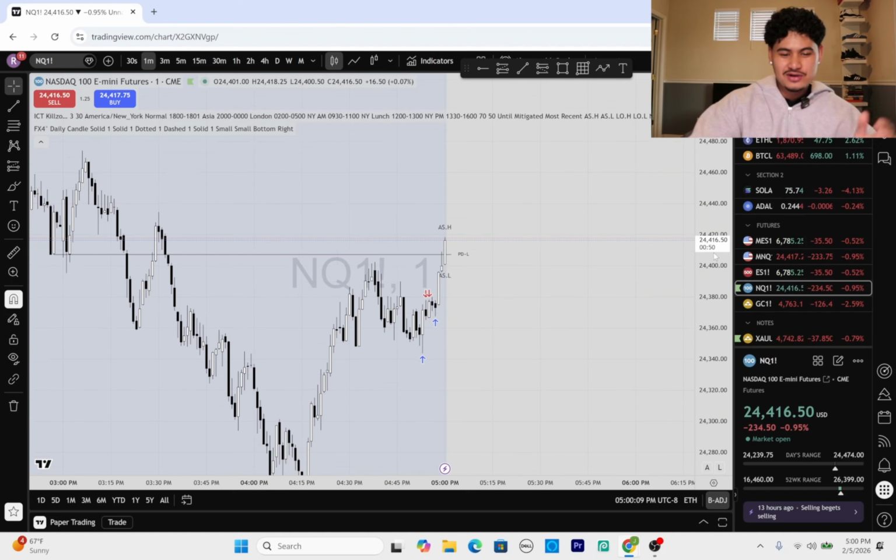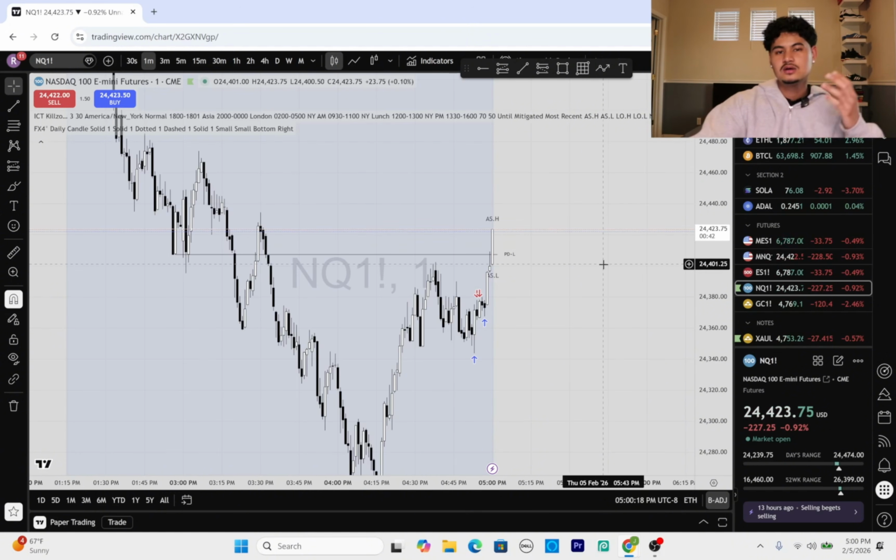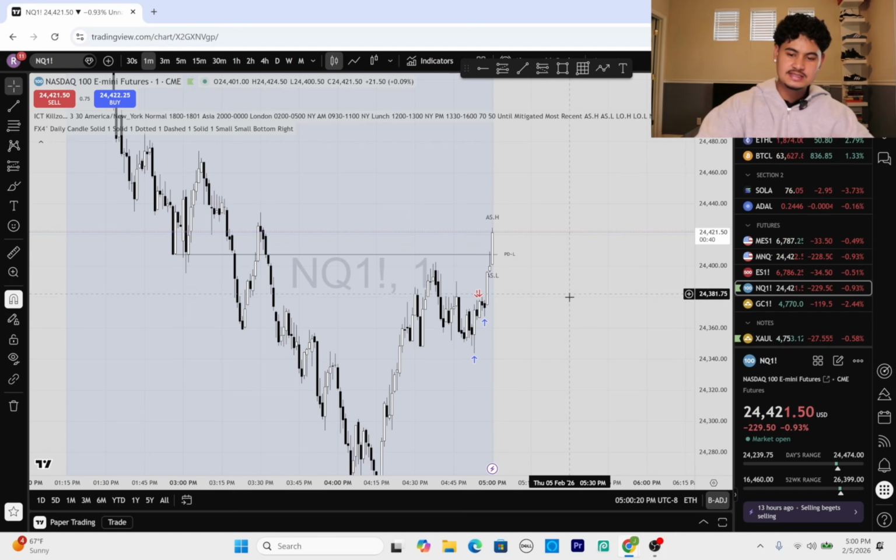But I do trade NQ on a real note. I trade NQ a lot more than ES. I'll be using NQ as an example when I'm going over the series.